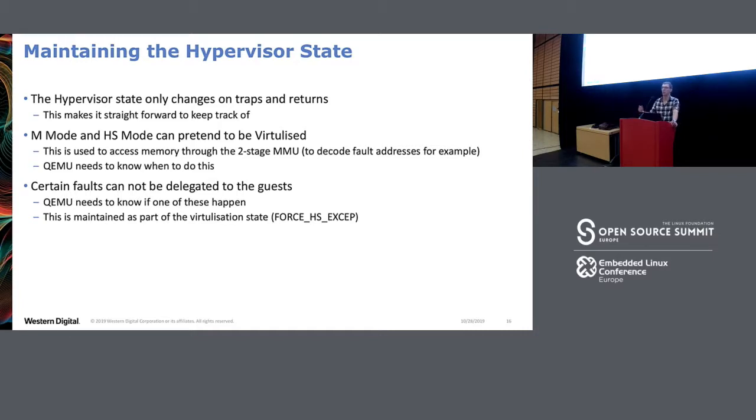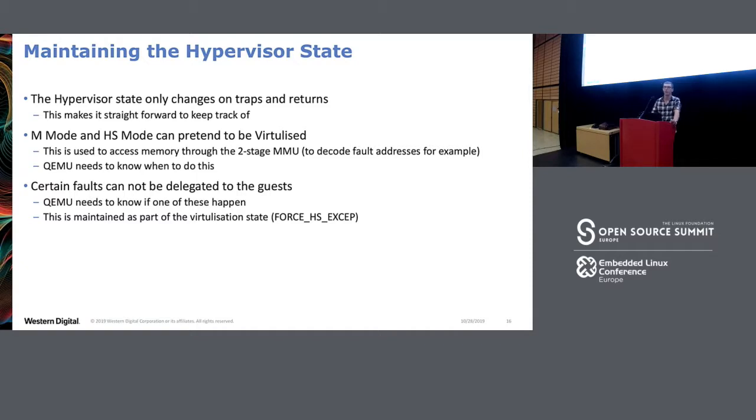So you can do loads and stores through the second stage, the two-stage MMU. And I'll talk about this on the next slide when I talk about the MMU. So QEMU needs to know if this is happening to then decide if we're going to run those accesses through a two-stage MMU. And the other weird thing is that certain faults can never be delegated. So no matter what your delegation settings are for, like if it should go to the guest or the hypervisor, on certain events they're just ignored and you have to trap to the hypervisor. So like a two-stage MMU failure in the second stage has to trap to the hypervisor.